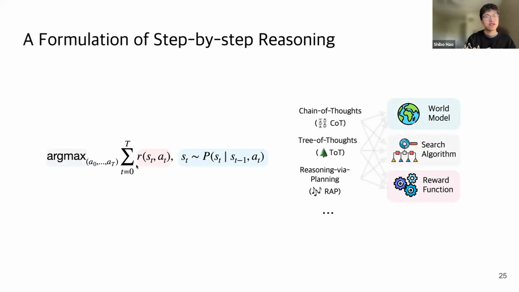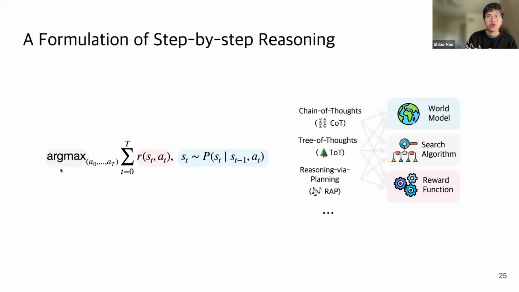And this R of state is the reward function, which tells you whether a reasoning step is good or not. And this state transition probability function is what we call the world model. And we also need a search algorithm to optimize for the objective, because the reasoning space is really expensive.